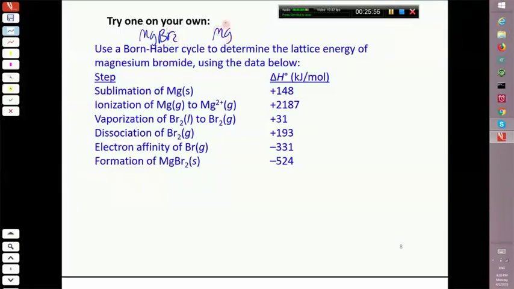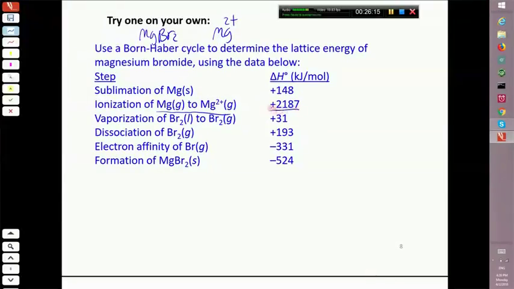So our metal has a 2+ charge instead of a 1+ charge. It doesn't change how you treat the numbers, but we have to be familiar that if we're forming a 2+ cation, we're actually doing 2 ionizations. We're ionizing magnesium to magnesium plus, and then ionizing magnesium plus again to make magnesium 2+. So really this number here that I'm giving you, 2187, is a sum of 2 ionization energies.